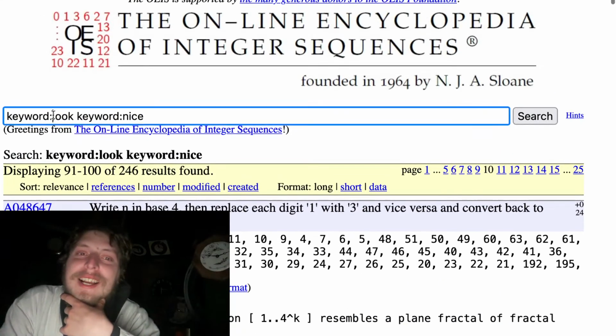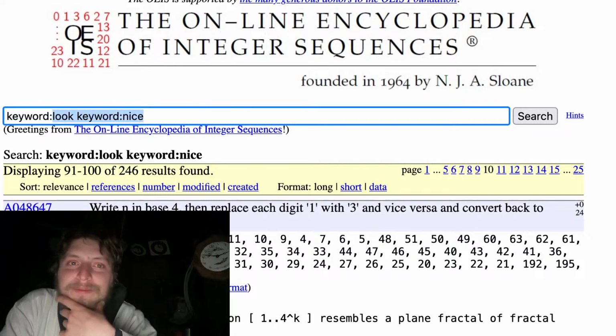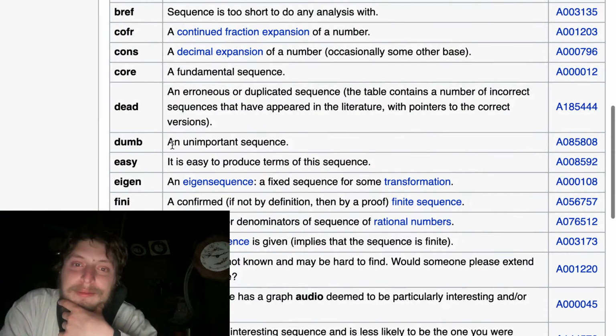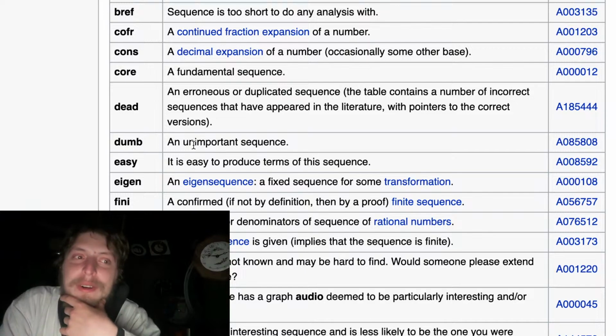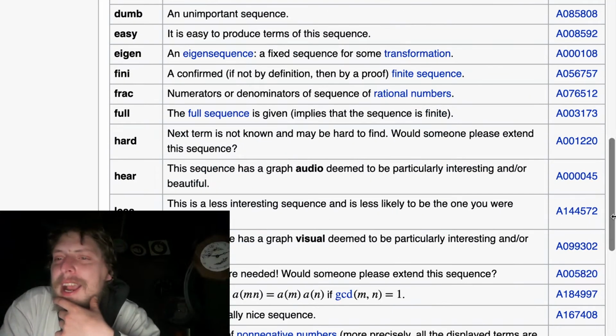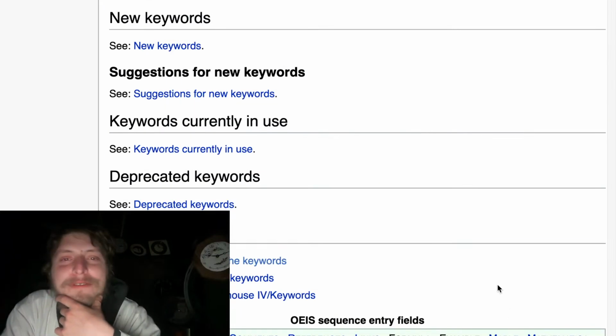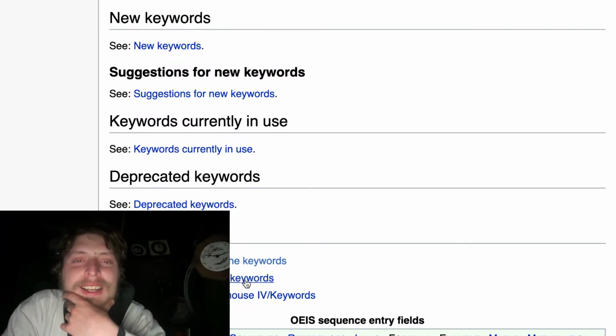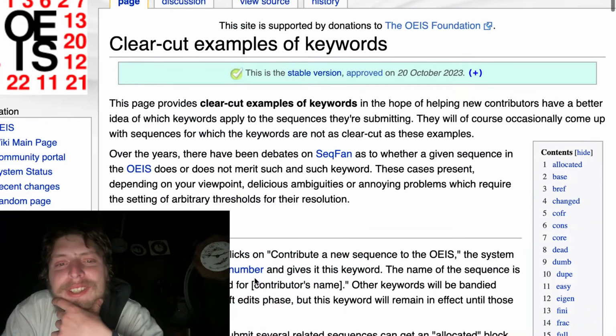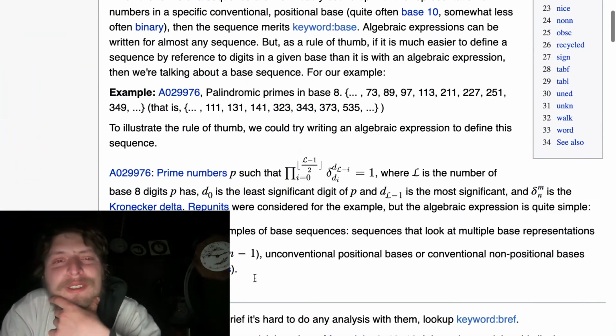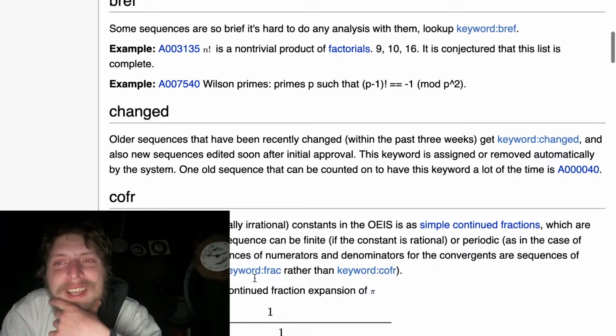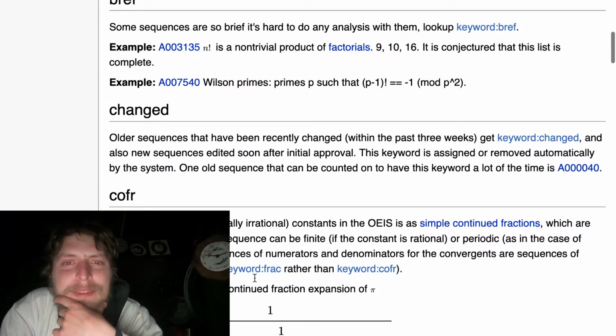But another one that I thought was kind of funny is dumb, an unimportant sequence. And we're going to do that in a sec, but I actually forgot one thing I maybe should have done first. They have this one called clear-cut examples of keywords. And this is pretty useful to read through if you're curious about any of them. This is what explained them to me.